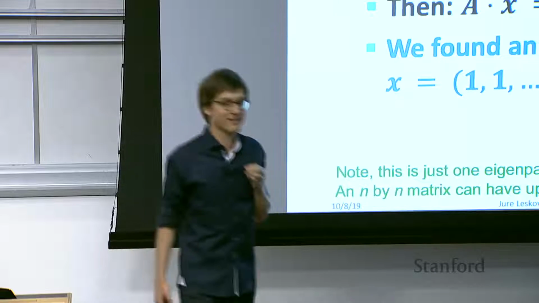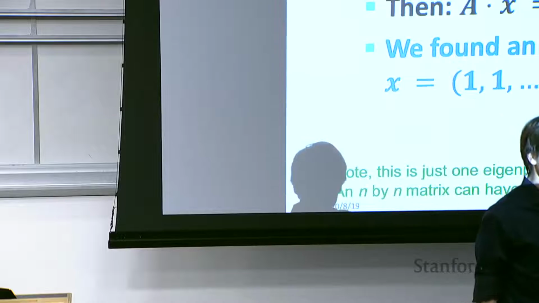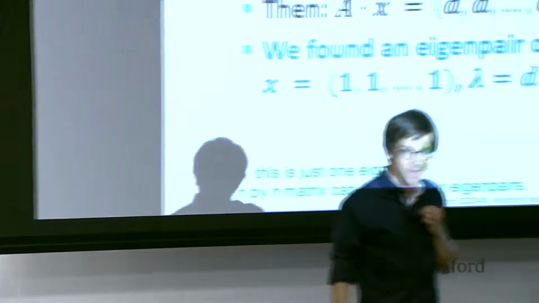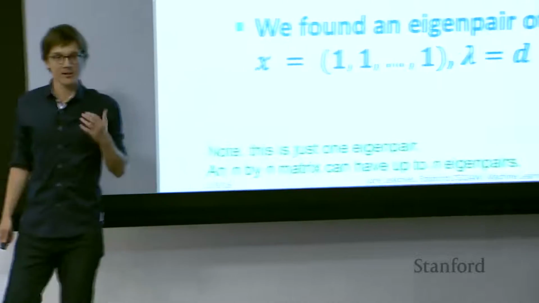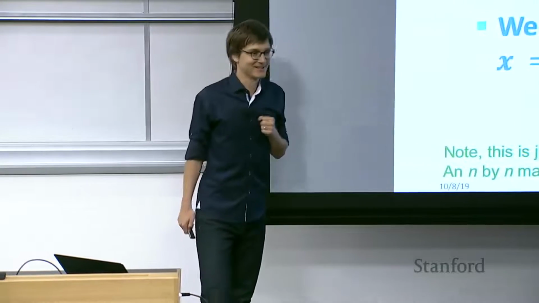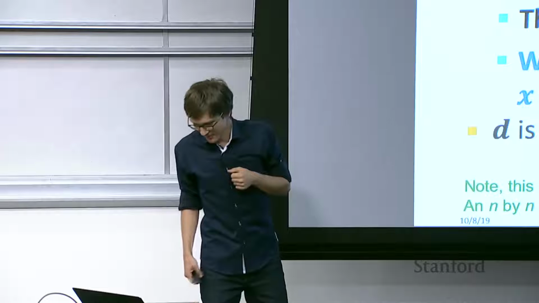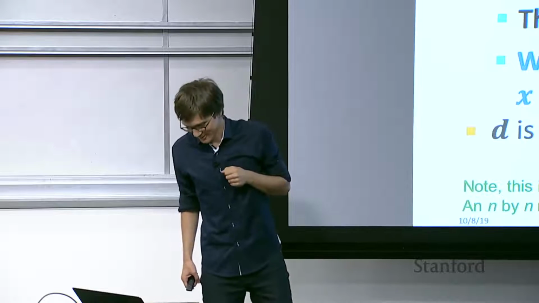Yes? Is there any intuition for finding other eigenpairs that have a vector that's not just ones? Is there intuition for finding other eigenvectors that are not ones? Yes, stay tuned. Yes, exactly. That's where we are going. Okay, good point. Thank you for the question at the back.